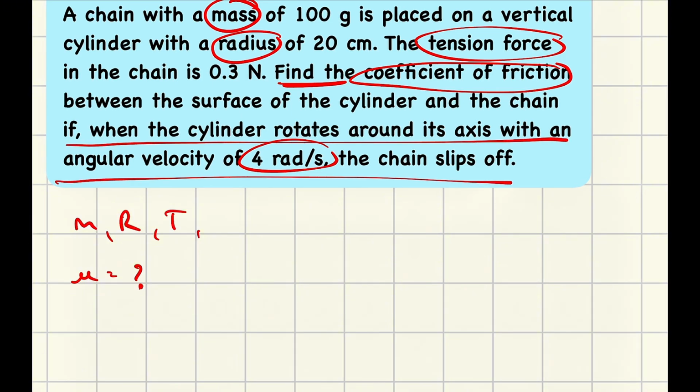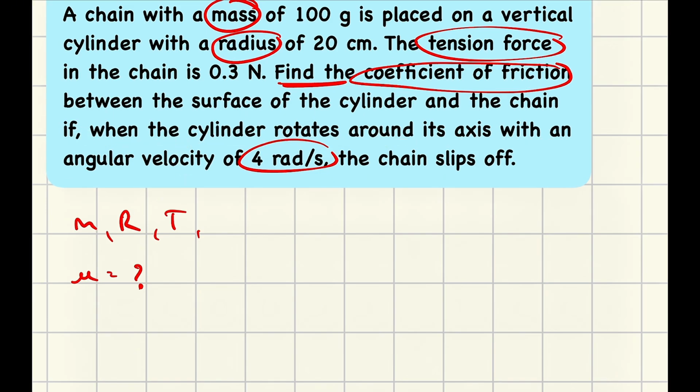What does it mean? If this condition is met, the chain slips off. But in fact, it must be written that the chain starts to slip off. It starts. Why is this important? Because when it starts to slip off, it's not the same thing as when it slips off as usual.